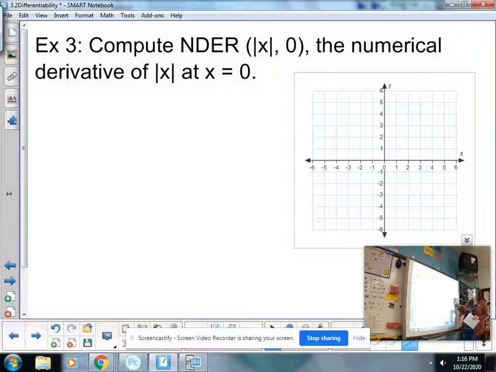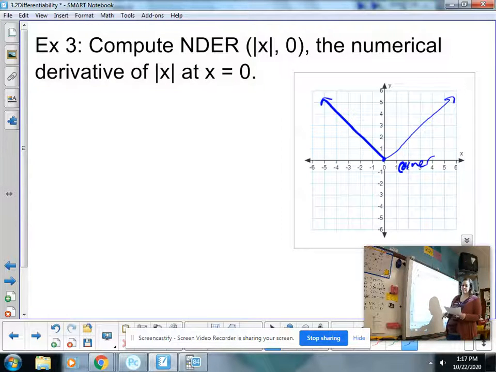So, absolute value of x. Sorry, it's a little bit crooked there. It's going to look like that. Well, 0 is a corner. There's a corner at 0. So, really, when you have something like this, you should be thinking, oh wait, I can't take the derivative there, because we can't take the derivative of a corner.